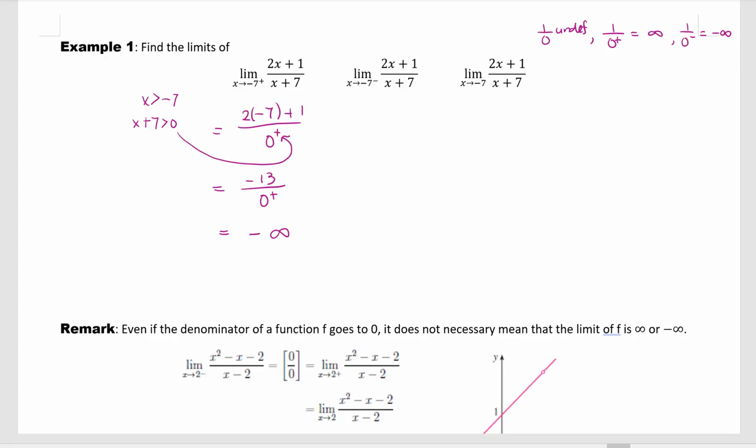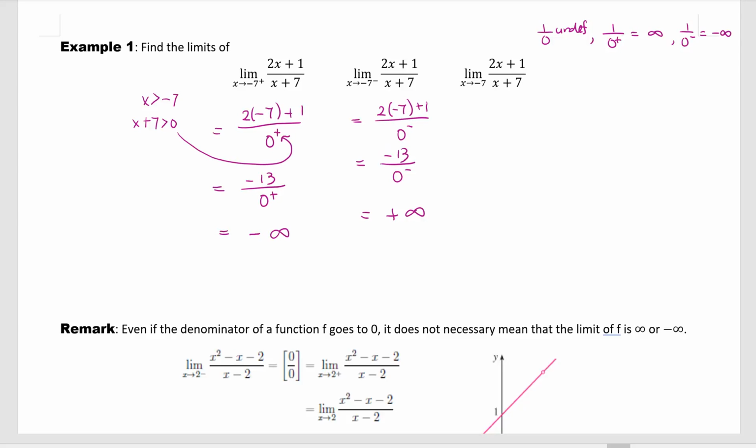If you start with a right-sided limit, then the linear factor x plus 7 is always positive, so you always get 0 plus in the denominator. Second, we plug in negative 7 from the left. We still have 2 times negative 7 plus 1, but now x plus 7 will be negative, so you have 0 minus here. Then we have negative 13 over 0 minus. We know it's either positive infinity or minus infinity, then you count how many negative signs are in your expression. We have 1 negative and 2 negative. Two negative signs will actually make it positive.